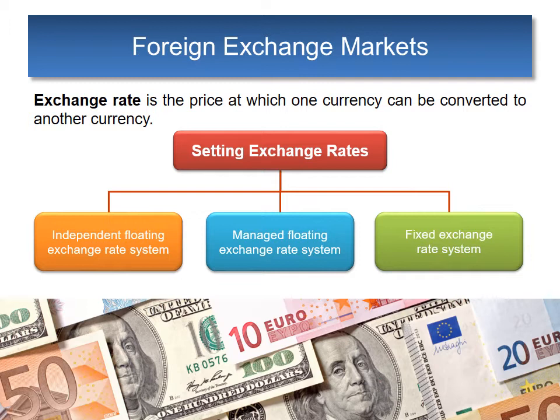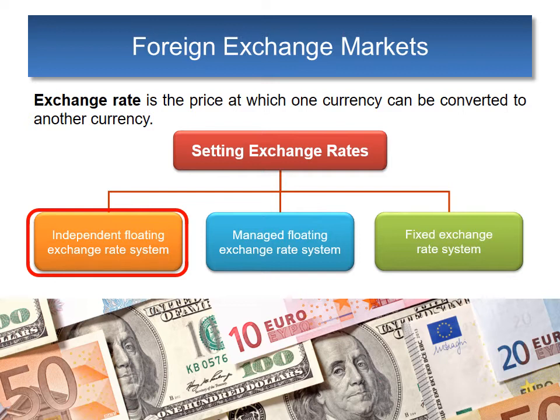In a free market-oriented foreign exchange market, major currency values are determined by demand and supply. This is called the independent floating exchange rate system. For example, exchange rates between the dollar, euro, and yen are market determined.